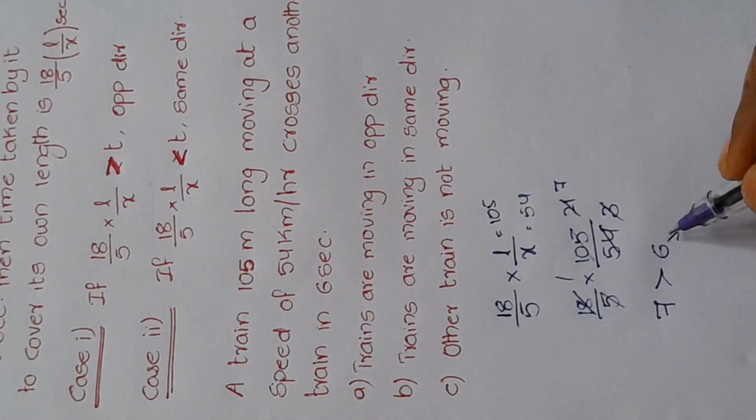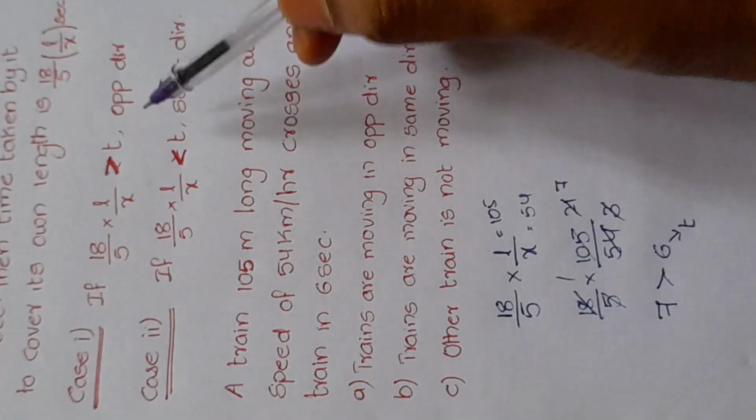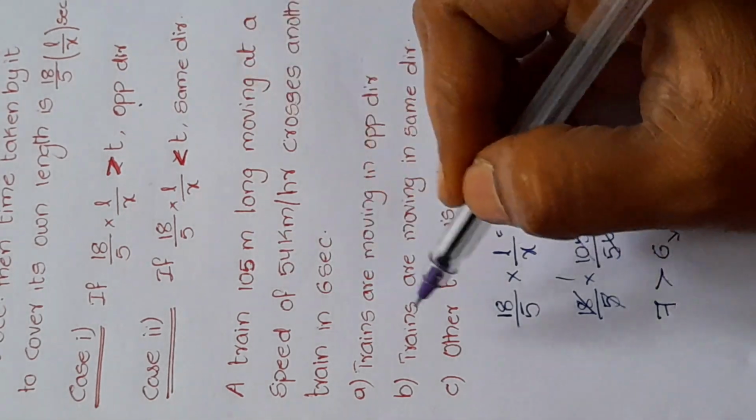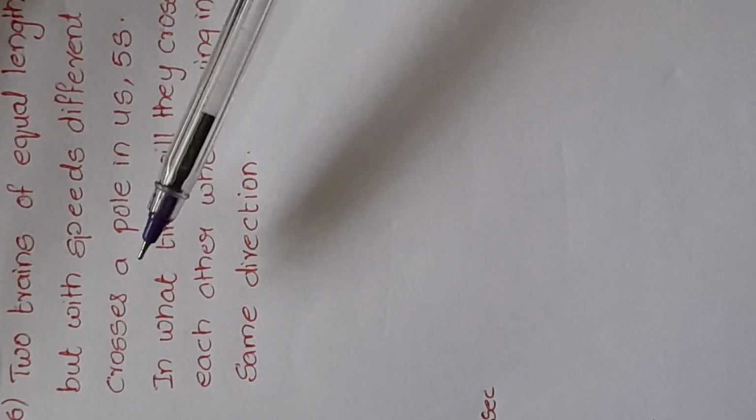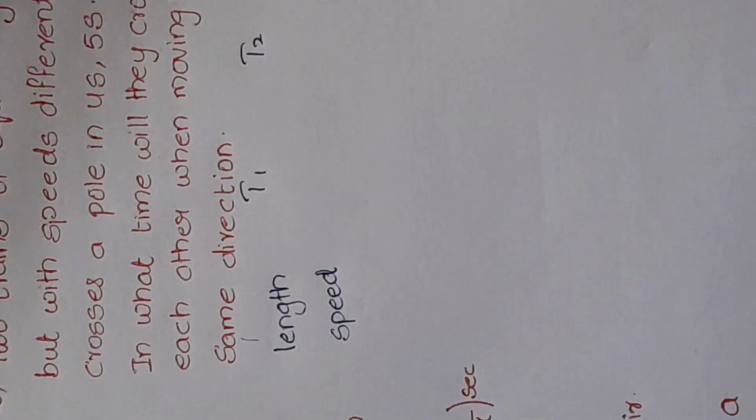Since we got 7 which is greater than 6, that is the t, both the trains are moving in opposite direction. So option A is correct. Question number 16. Two trains of equal length but with different speeds cross a pole in 4 seconds and 5 seconds. In what time will they cross each other when they are moving in the same direction?